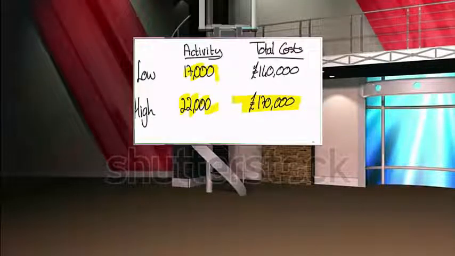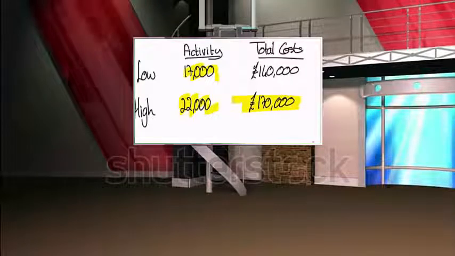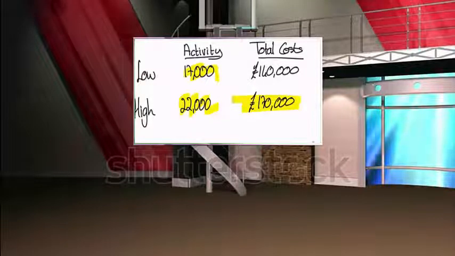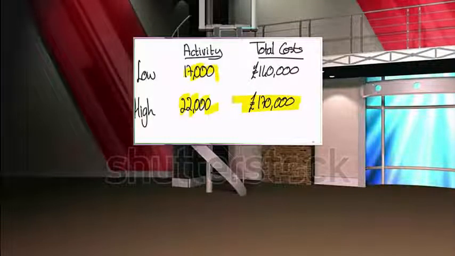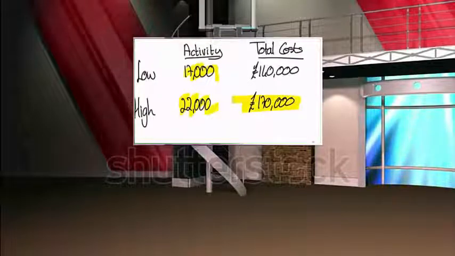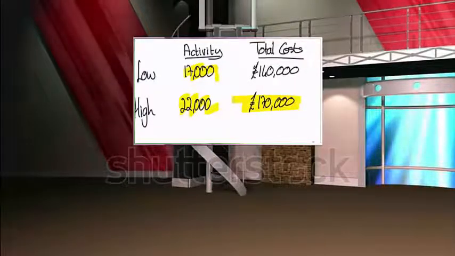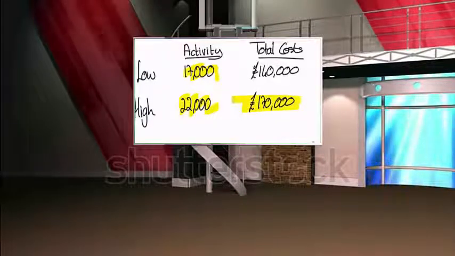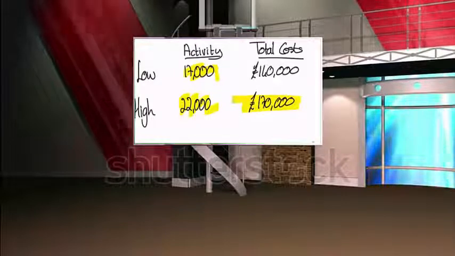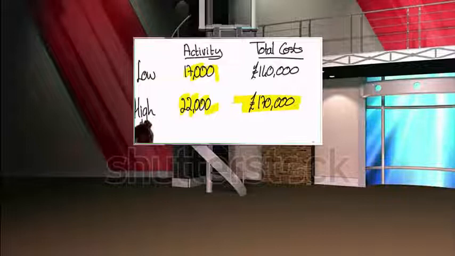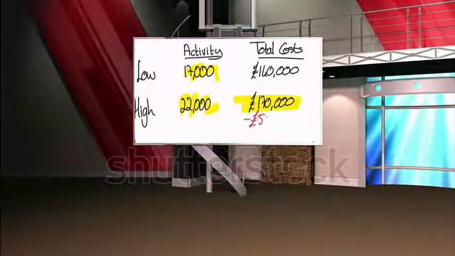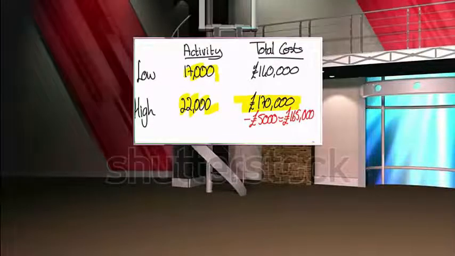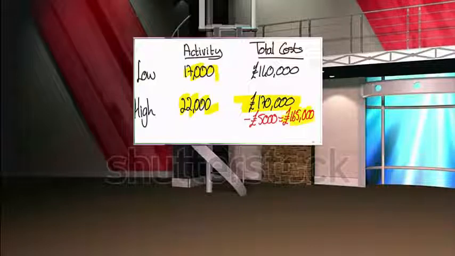So this £170,000 total cost includes the additional £5,000 fixed costs. So, if our fixed costs never changed, if we didn't incur this additional £5,000, then what would our total costs at the high level of activity be? Well, they'd be 170,000 minus the additional 5,000, so 165,000.